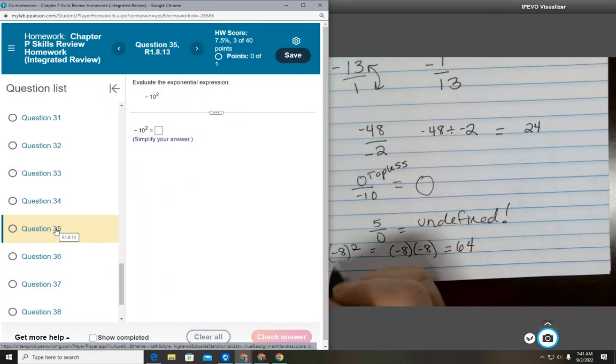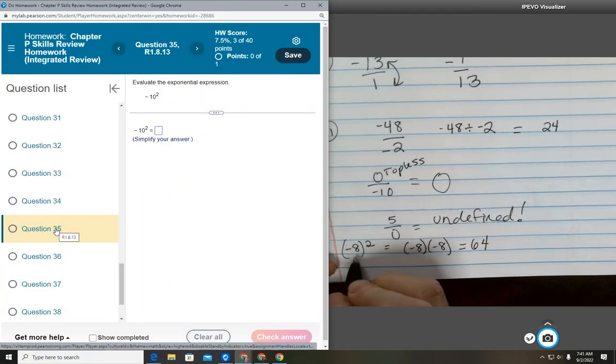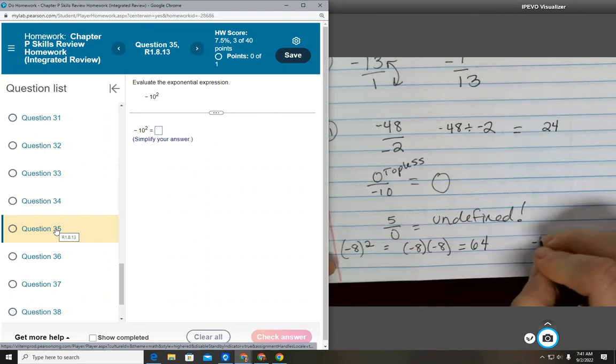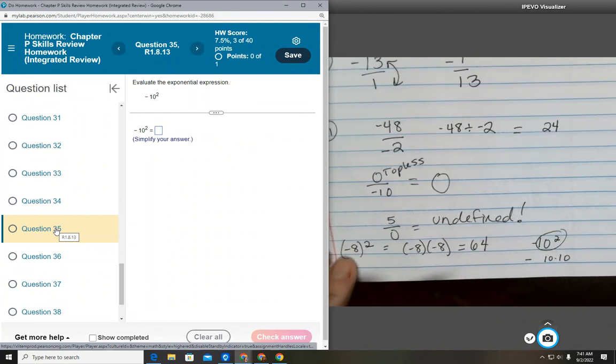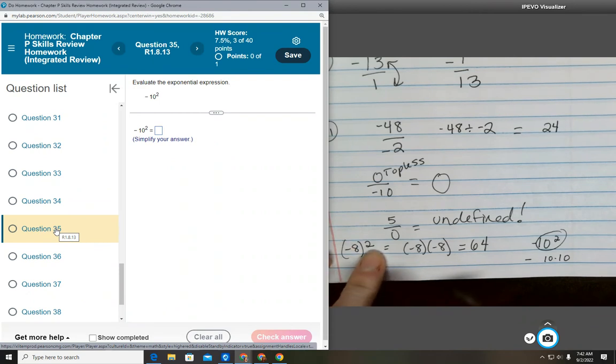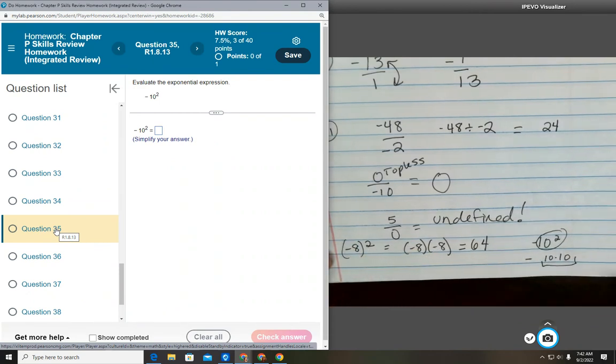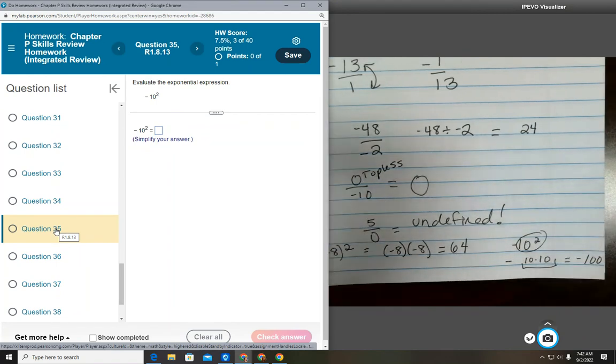On this one, though, see how the last one had parentheses around the negative 8, but this one doesn't? So the only thing being squared is the 10. So you have a negative out front and then 10 times 10. But when parentheses is around it and then it's squared, it's negative 8 times negative 8. Here, you just do 10 times 10, gives you 100, but we still have that negative out front.